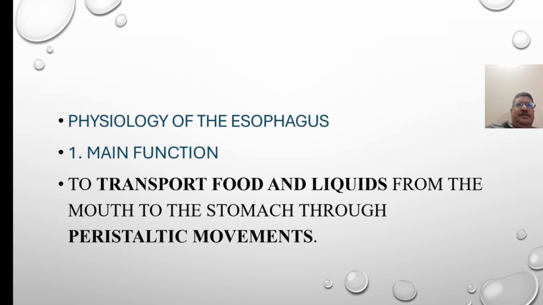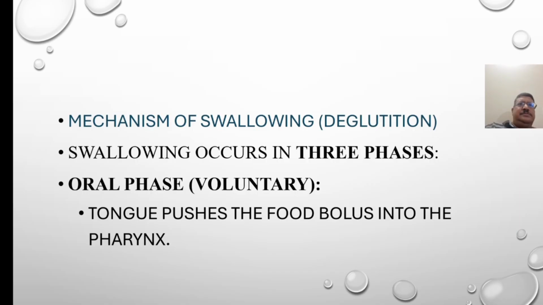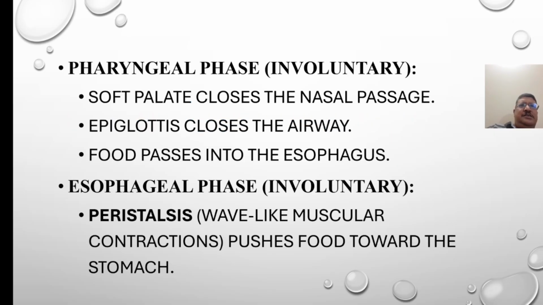Physiology of the esophagus. Main function: to transport food and liquid from the mouth to the stomach through peristaltic movement. Mechanism of swallowing, deglutition. Swallowing occurs in three phases. Oral phase, voluntary: the tongue pushes the food bolus into the pharynx. Pharyngeal phase, involuntary: the soft palate closes the nasal passages, the epiglottis closes the airway, and food passes into the esophagus. Esophageal phase, involuntary: peristalsis, wave-like muscular contractions, pushes food toward the stomach.